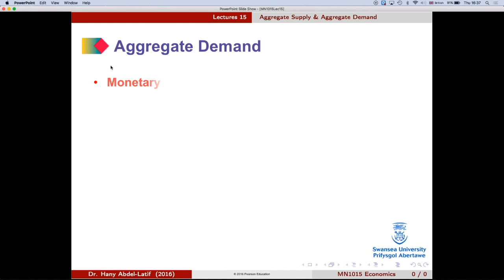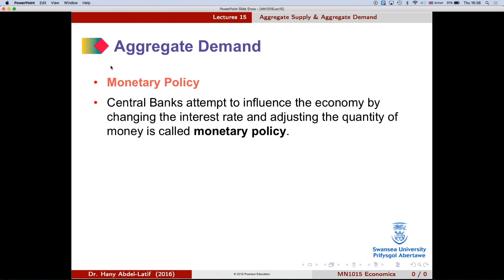The next factor is monetary policy. Monetary policy is when the central bank tries to change the money supply or the interest rate, and again, this will have an impact on the aggregate demand, which will cause a shift in the aggregate demand curve. So the central bank attempts to influence the economy by changing the interest rate and adjusting the quantity of money. That is monetary policy.